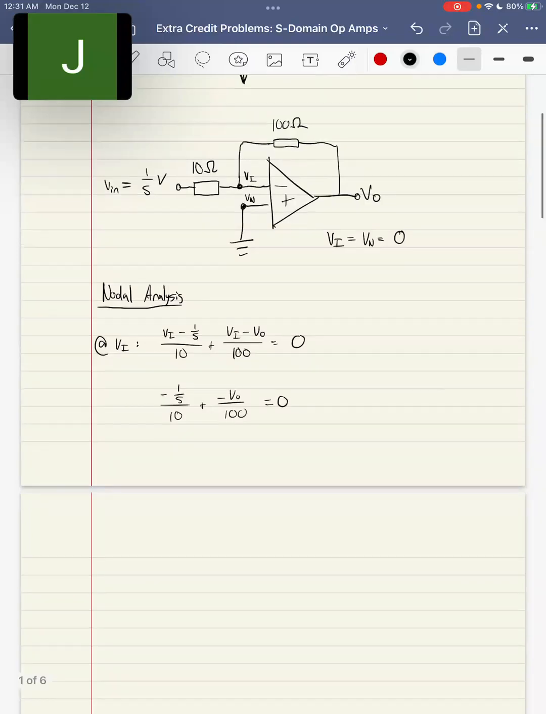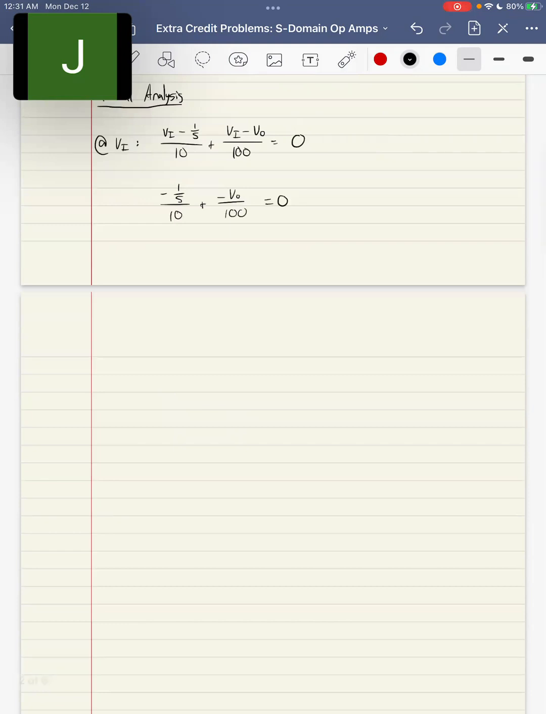We can now solve for just Vout by multiplying everything by 100. So we get that Vout equals negative 10 over S. If we translate that back into the time domain, we get negative 10 u(t) volts. This makes sense because we have an inverting op amp with a gain of 10, so negative 10 u(t) is a reasonable answer.